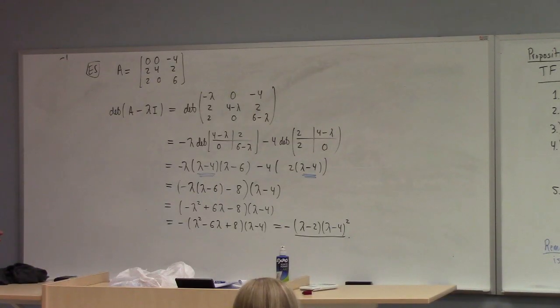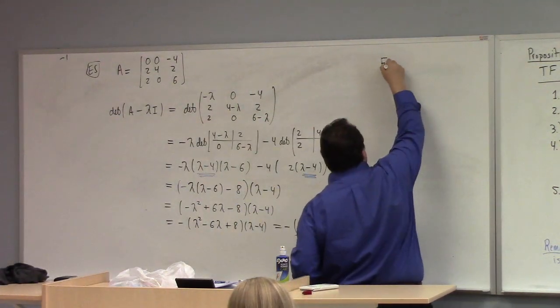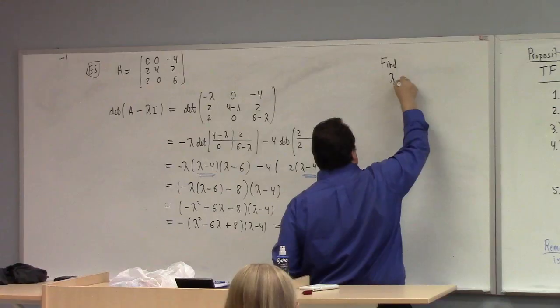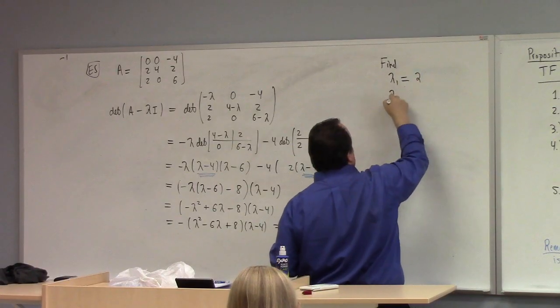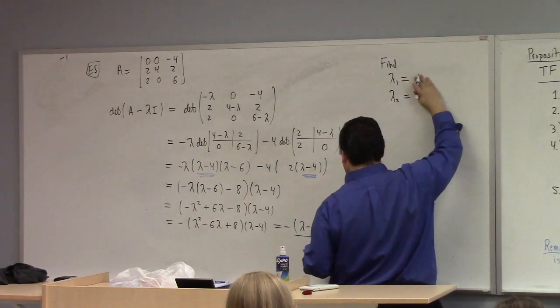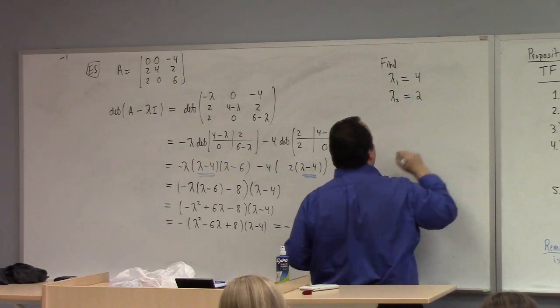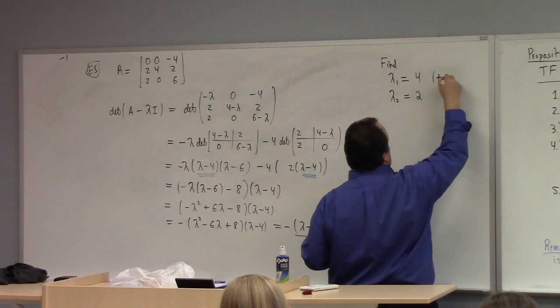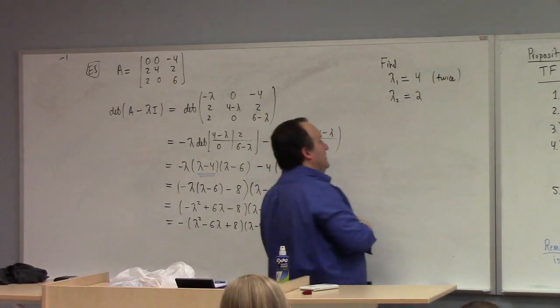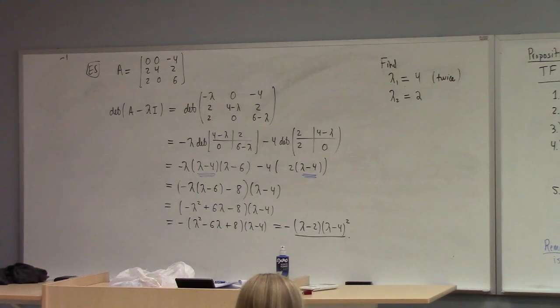So this is a 3 by 3 problem. Our eigenvalues are lambda 1 is 4 and lambda 2 is equal to 2. There, I feel better about that, yeah? This is twice, right? The algebraic multiplicity of 4 here is 2. It's repeated.